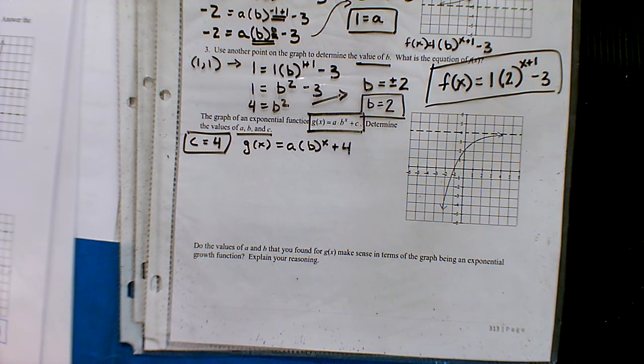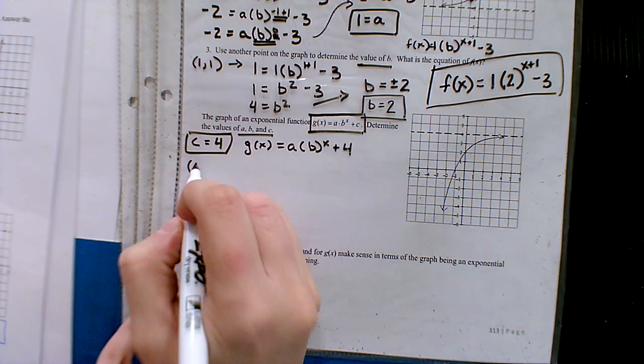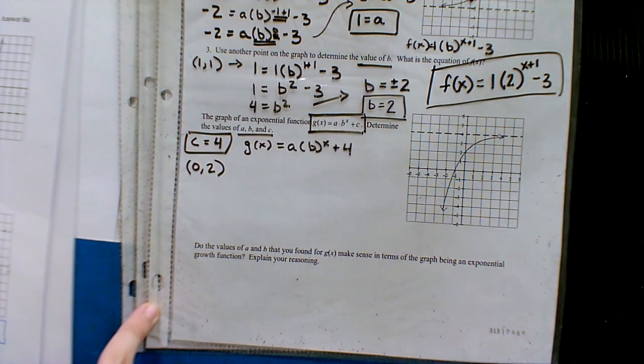One letter down, 2 more to go. How do you want to approach finding either A or B? What do you think, Noah? You can plug in the point 0, 2 because you want to get the x minus 0.